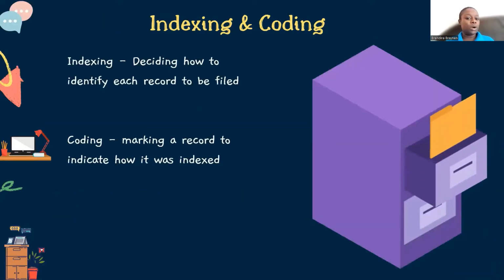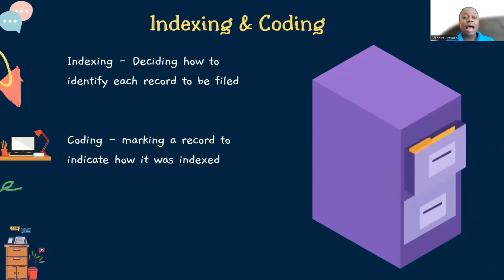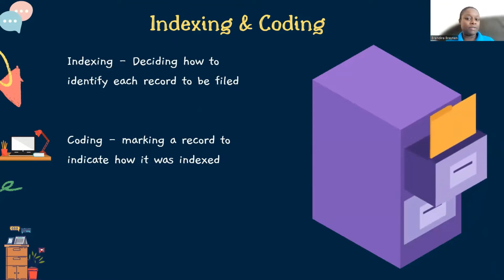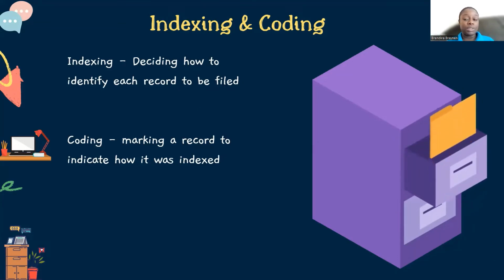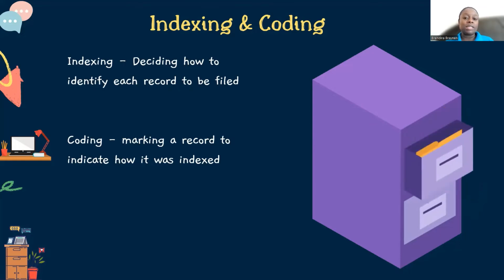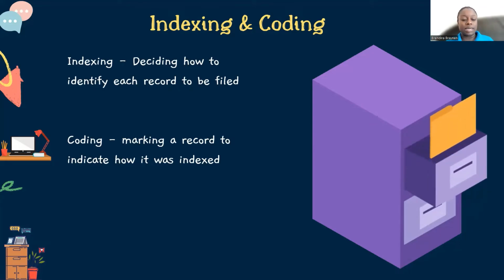We use 2 particular words that I wanted to point out: indexing and coding. Indexing is when we decide how to identify each record to be filed. If I'm going to index a file, I'm going to identify whether I'm going to use numerical filing or alphabetical filing. What type of filing system am I actually going to use? That's a part of the indexing process.